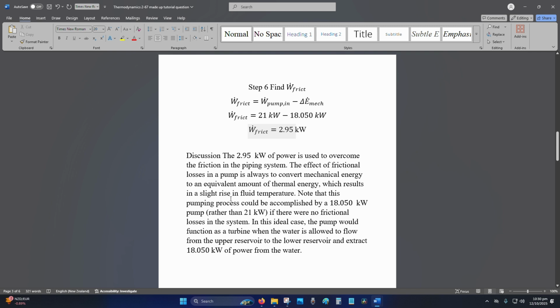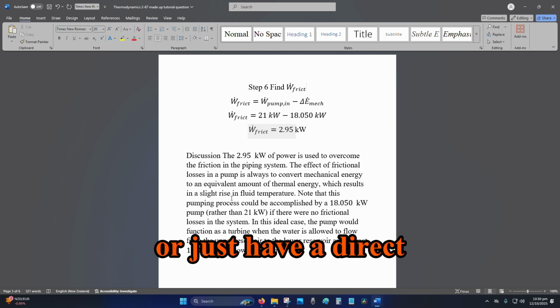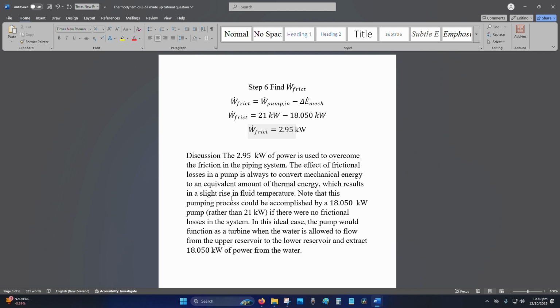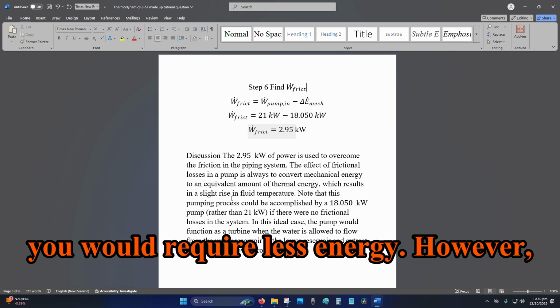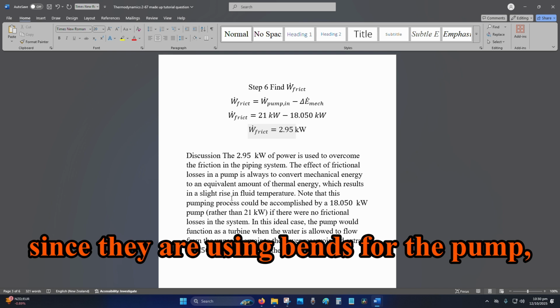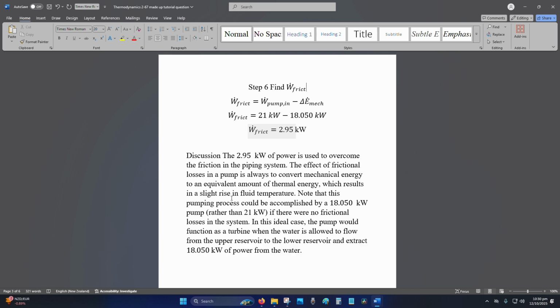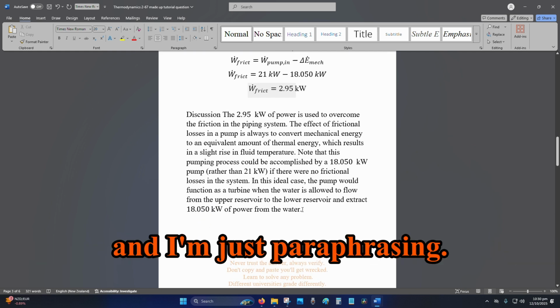Now, if you were to make the pipes more streamlined, or just have a direct vertical pump, then you would require less energy. However, since they are using bends for the pump, you do have frictional losses. So that's what this paragraph is stating, and I'm just paraphrasing.